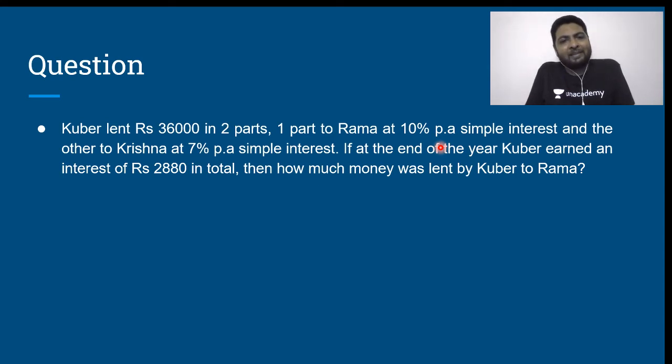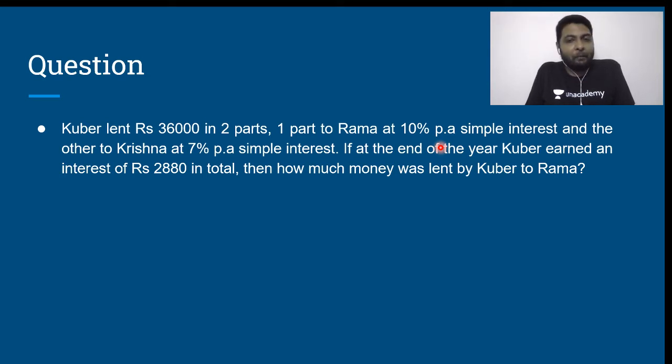1% is 360. So 2% will be 720. 3,600 minus 720. 3,600 minus 600 will be 3,000. 3,000 minus 120 will be 2,880, and that is the amount of interest earned. Therefore, we can say that 2,880 is 8% of 36,000.